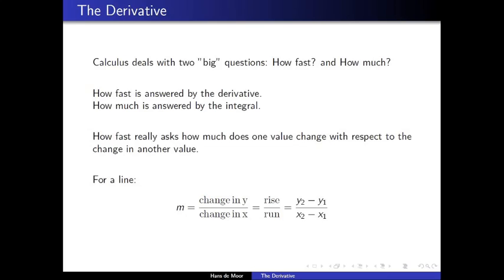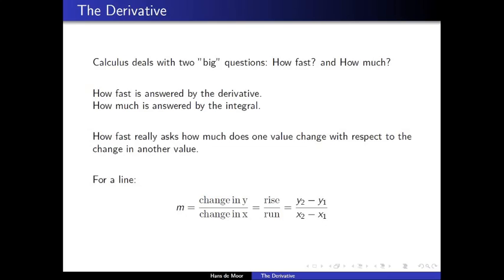Okay, so we started out with calculus. Calculus deals with a lot of things, but two central concepts or questions in calculus are how fast is something happening, or how much has something happened. We have two terms that are perhaps familiar to you, but maybe you don't know the definition precisely. We have the derivative, which basically deals with rates. How fast are you going? How much is something changing? How fast does one variable change with respect to another?